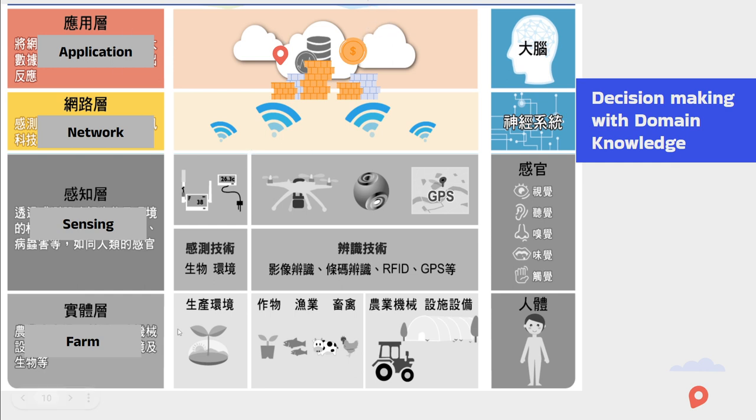Okay, so in Taiwan, when we discuss intelligent agriculture, we focus on four perspectives. The first is the farming system, or we call it the environment. The second is the sensing part, such as all kinds of sensors and remote systems. And the third part is networking, like 3G, 4G, 5G, and you can see the cost and the speed, and the cost of network is getting really, really down.